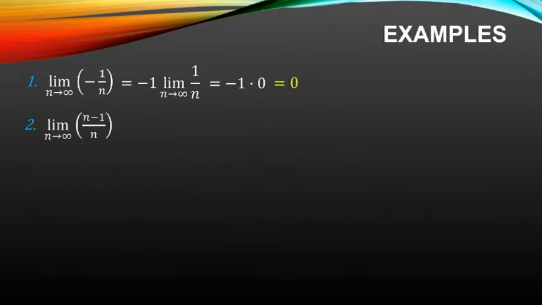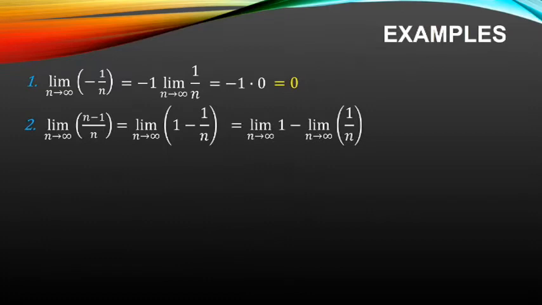Number 2, the limit of n minus 1 over n as n approaches infinity. So we can simplify the terms inside the limit. So we can have a binomial rather than a fraction. So 1 minus 1 over n. We can now use the difference rule. So the limit of 1 minus the limit of 1 over n.